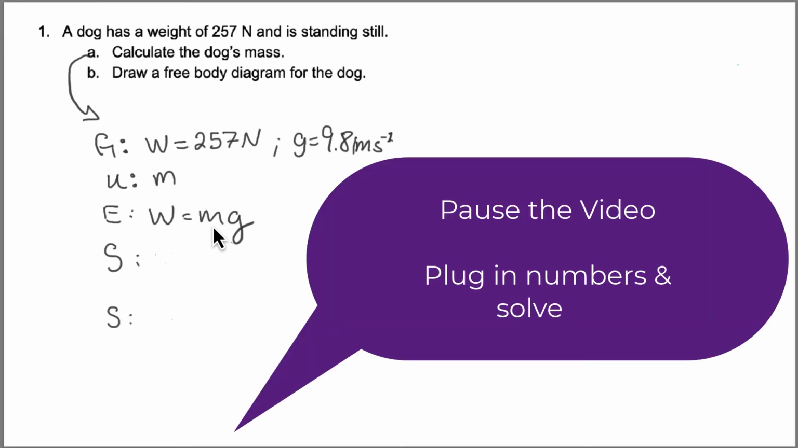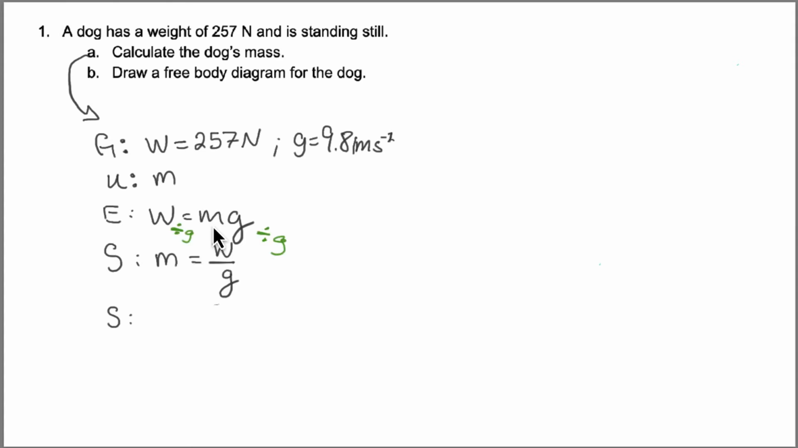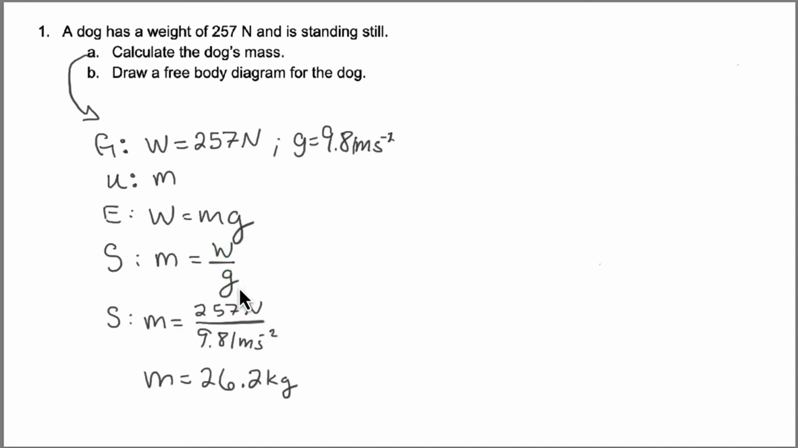All right, welcome back. So hopefully you were able to plug in your numbers and solve. Here for this example, we went ahead and isolated m first. So I divided both sides by g to get mass equals weight over gravity. And then we plug in our numbers and we get 257 divided by 9.8 gives me 26.2 kilograms. The units are important for that. If you use 9.8 instead of 9.81, you should have gotten something very similar, probably about 26 or so.